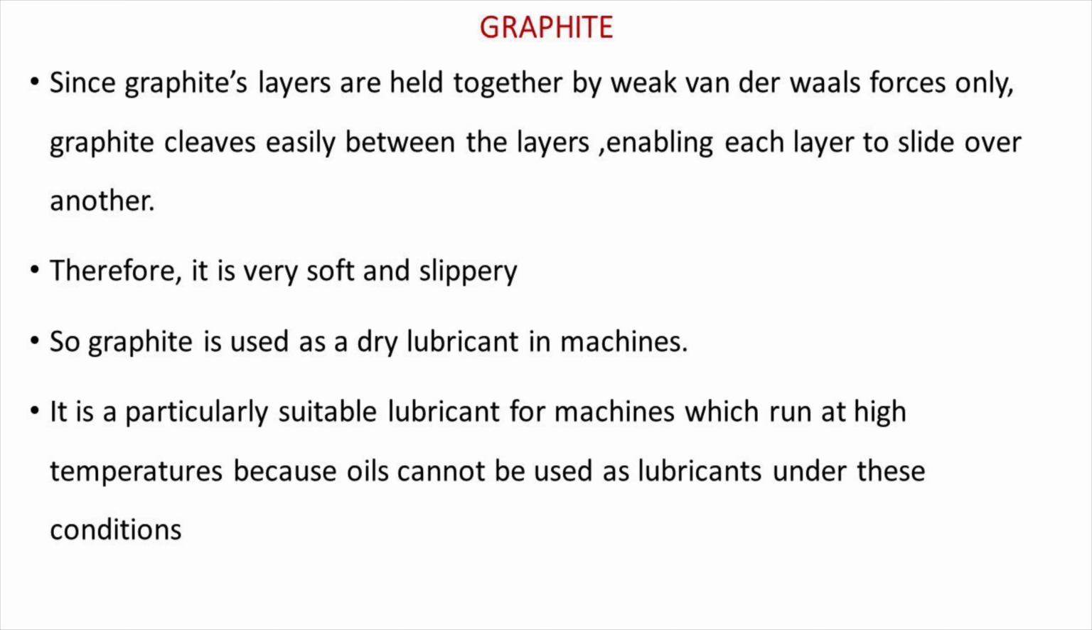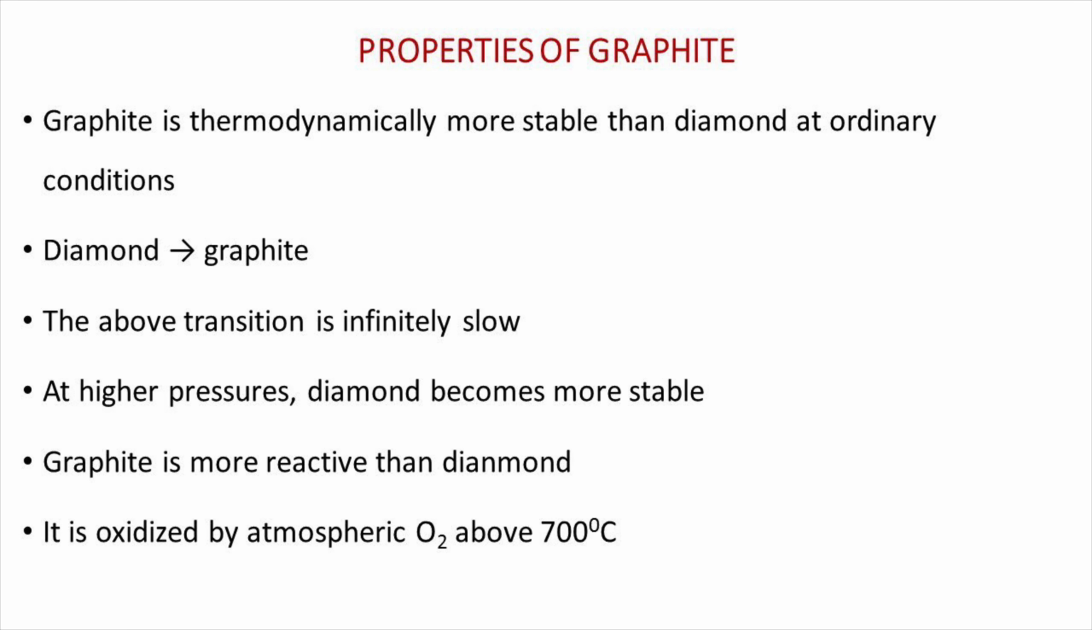It is a particularly suitable lubricant for machines which run at high temperature because oils cannot be used as lubricants under these conditions. The other properties of graphite include that graphite is thermodynamically more stable than diamond at ordinary conditions. At room temperature and atmospheric pressure, the conversion of diamond into graphite is thermodynamically favored as the reaction occurs with a decrease in Gibbs energy. But the above transition is infinitely slow. At higher pressure, diamond becomes more stable.